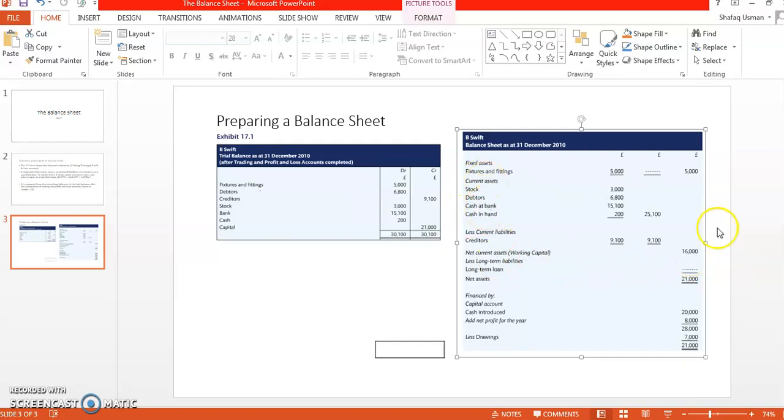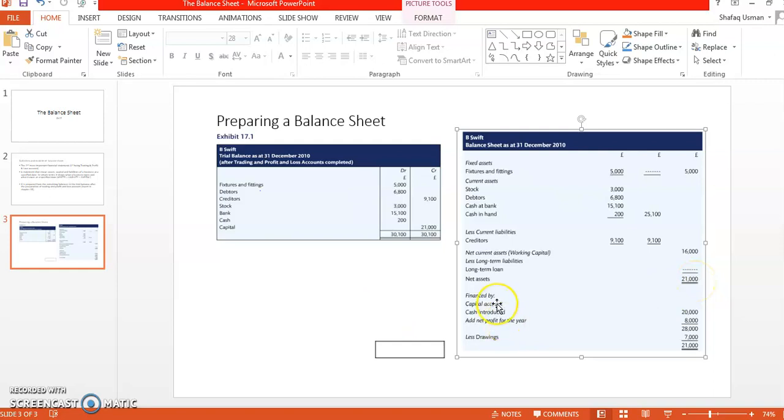Current assets total is more than current liabilities. Current assets are 25,100. Current liabilities are 9,100. You subtract them, the answer is 16,000. So net current assets. The name of the bigger figure prevails. Now, from 16,000, then what did we do here? So these are our net current assets. These are our fixed assets. Add them together. The total assets are 16,000 plus 5,000, 21,000.